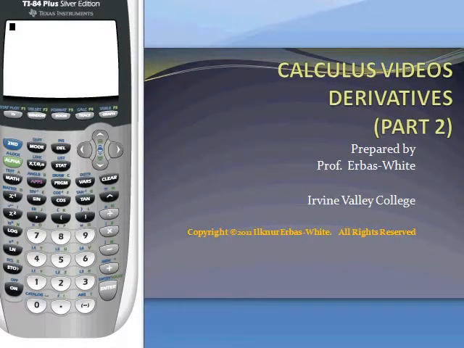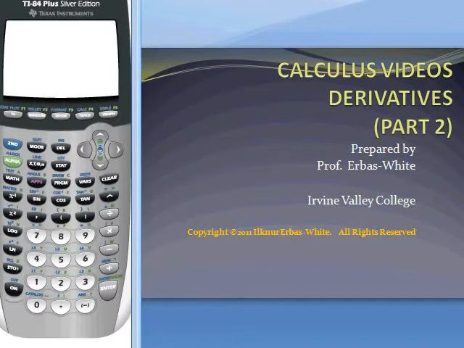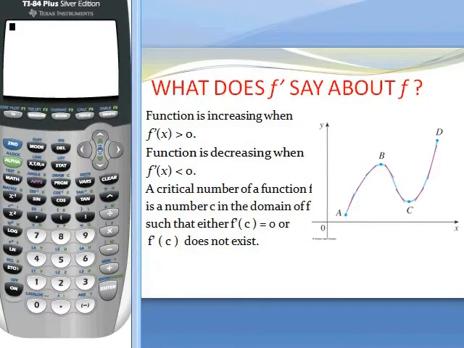In this part of the video, we are going to look at graphing the derivatives. So let's review some calculus at this point. What does the first derivative say about the function? Remember how that was? When the first derivative is positive, the function is increasing. When the first derivative is negative, the function is decreasing. And we have a critical number when the derivative is 0 or it does not exist.